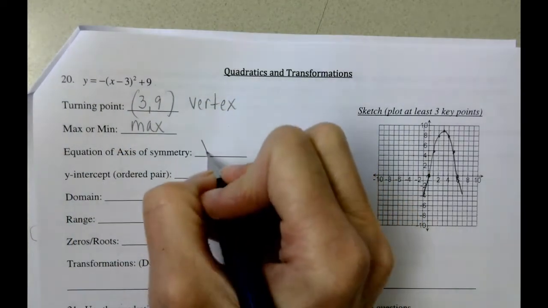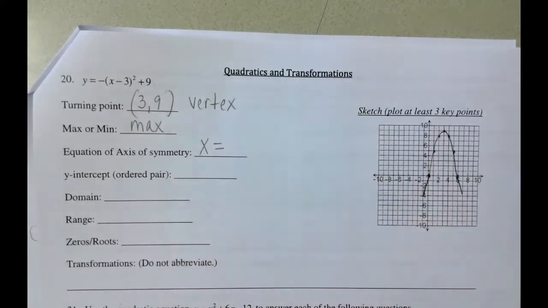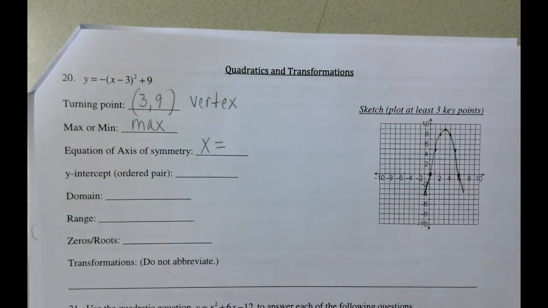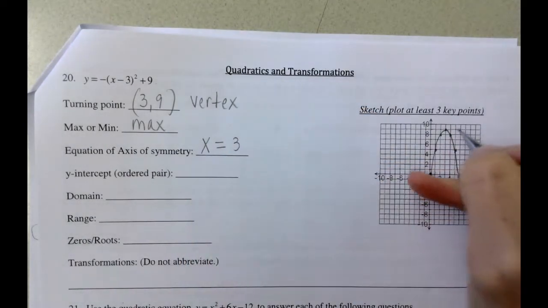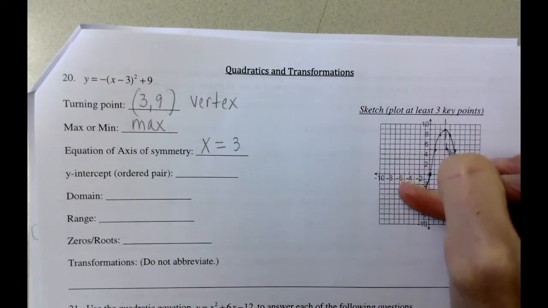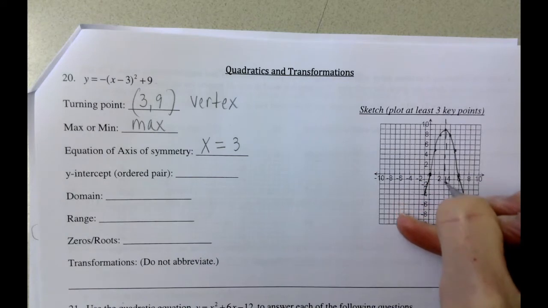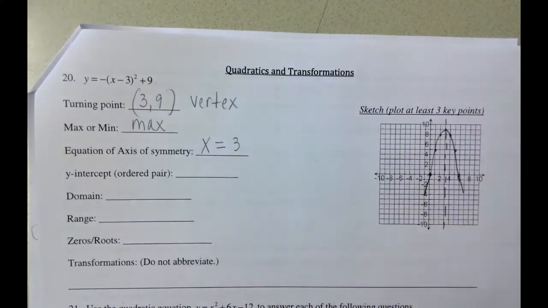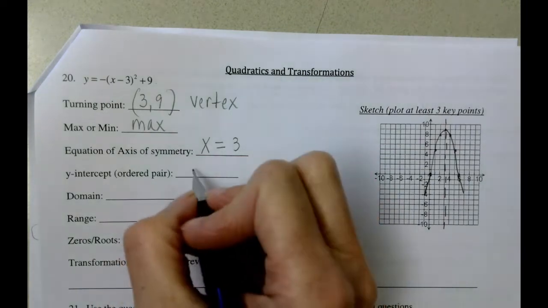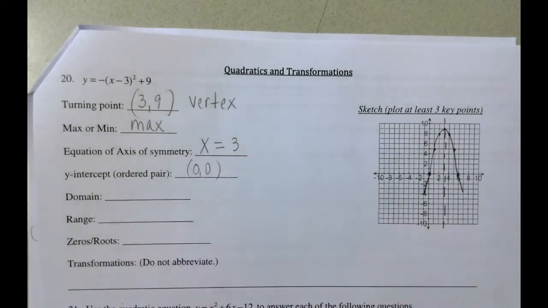The axis of symmetry is x equals, and remember I'm still picky about that. So what does x equal in the vertex? It equals 3. Just a reminder that the axis of symmetry is a line that goes right down the middle of the graph. It cuts the graph in half, such that if we fold the graph in half, the points on the right will land on the points on the left. The y-intercept, we can see, is (0, 0) in this case.